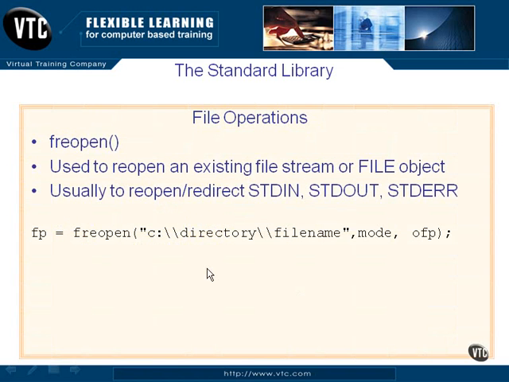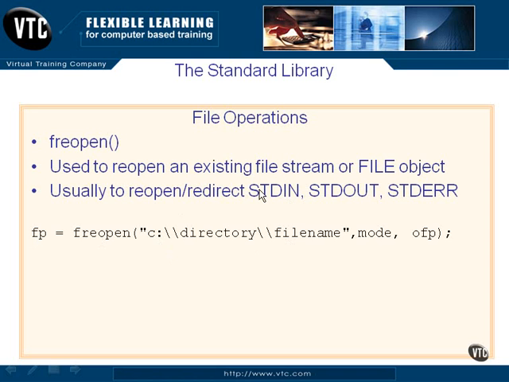Here's freopen, and this is used to reopen an existing file stream or file object. When you use freopen, it returns a file pointer to the new file pointer, and here you give it the file name, the mode, just like in the previous screen, and you have a new parameter. This is the old file pointer, like out here, so we had fp equals fopen before. Well, now we want to reopen that same handle with a different file name.